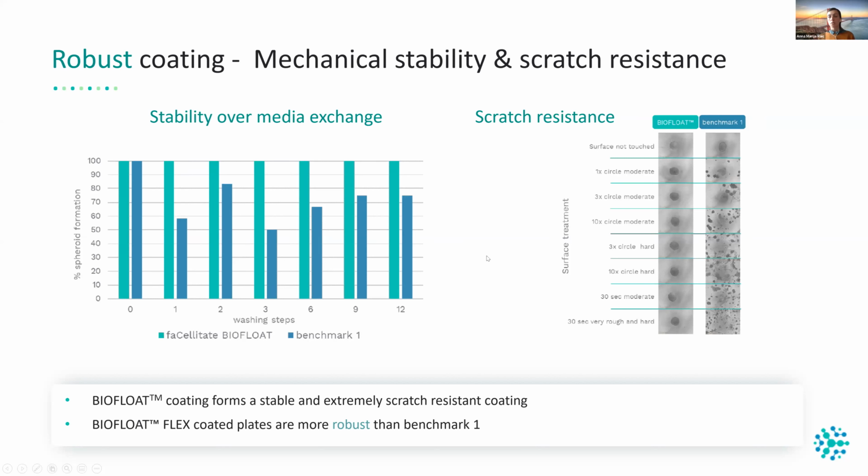We also checked the scratch resistance. So we treated the surface very harshly. And you can see that after surface treatment of our BioFloat product, the cells are still able to form a nice spheroid. In the benchmark product 1, it was not possible. So our BioFloat Flex coated plates are more robust than benchmark 1, and they are extremely scratch resistant.